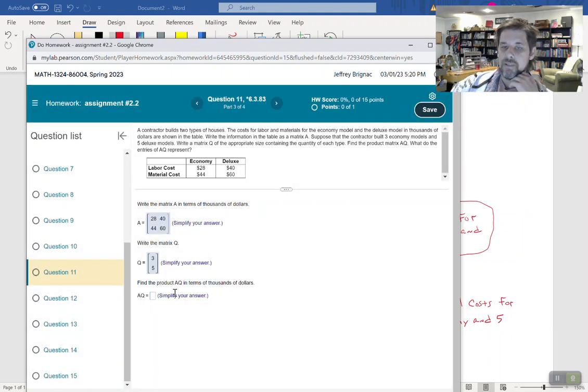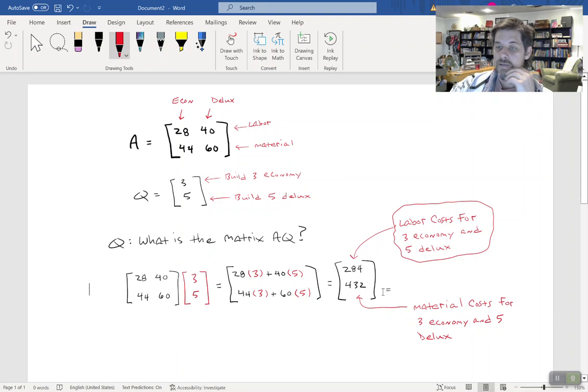But it asked, what do you get when you multiply A times Q, and what does it mean? So here's what I get, but think of putting these numbers together. This is the result of multiplying matrix A times Q, but think of how these were multiplied. What if you took 28, the labor cost of the economy model, times 3, the number of economy models you built, plus 40, the labor cost of the deluxe model, times 5, the number of deluxe models that you built? What number would you get if you did that?